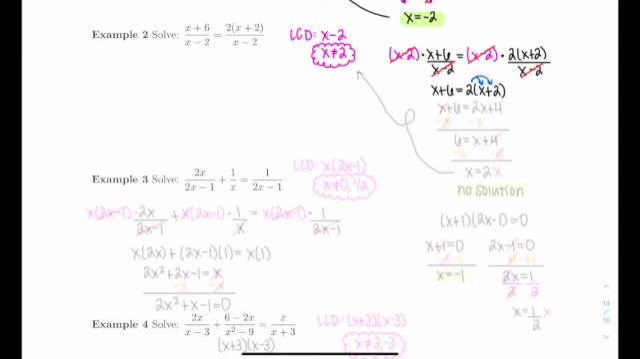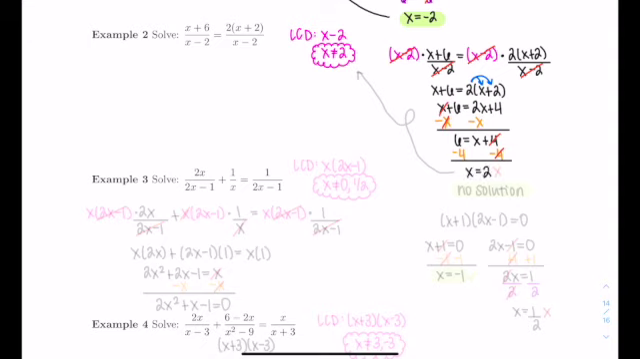We're going to distribute the 2, and we end up getting x plus 6 equals 2x plus 4. We want to get our x's to one side and our constants to the other. So I'm going to subtract x from both sides. And so on the left, they cancel, and we have 6 equals x plus 4. And then we want to subtract 4 from both sides to get x by itself. And we end up with x equals 2.